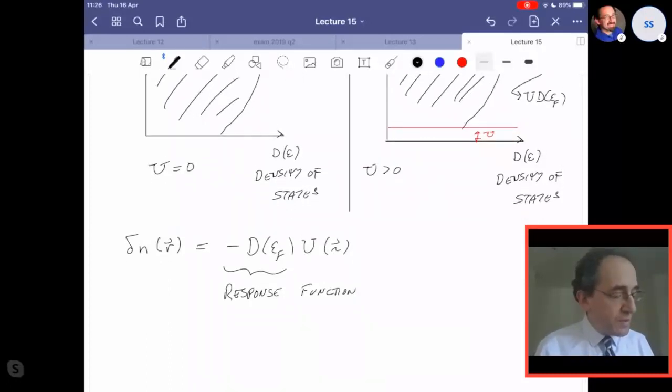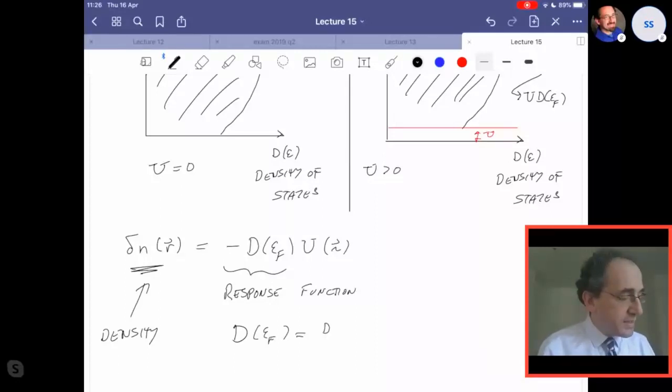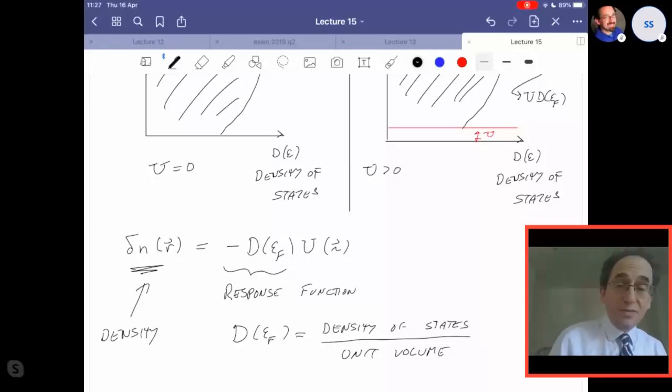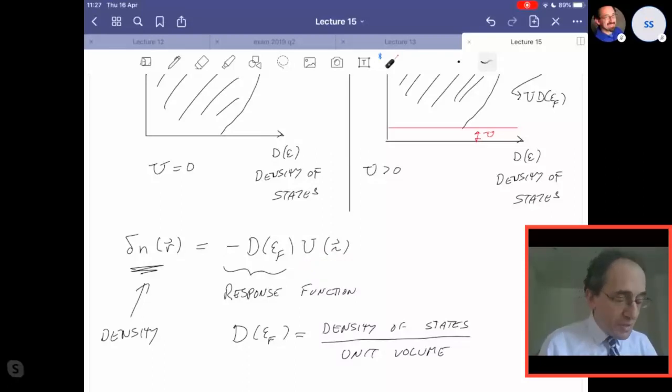And here, if this thing is a density, D of E is then a density of states per unit volume. Density of states has dimensions of one over an energy, and density of states per unit volume has a dimension of states per unit volume per energy. Then you multiply by an energy here, so it ends up being a total number of states per unit volume, which is density.